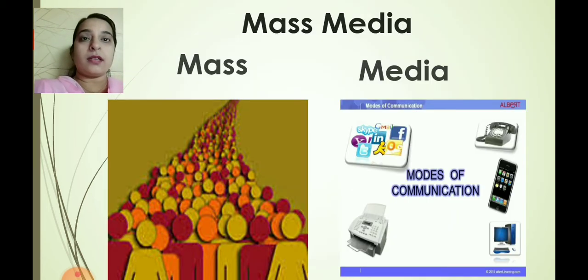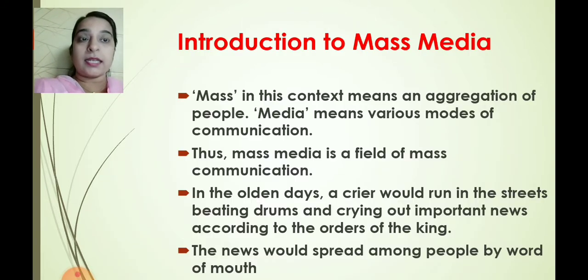Children, today we will revise history lesson number 5, mass media and history. Mass media comprises two words, mass and media. Mass in this context means aggregation of people, and media means various modes of communication. So, mass media is a field of mass communication.